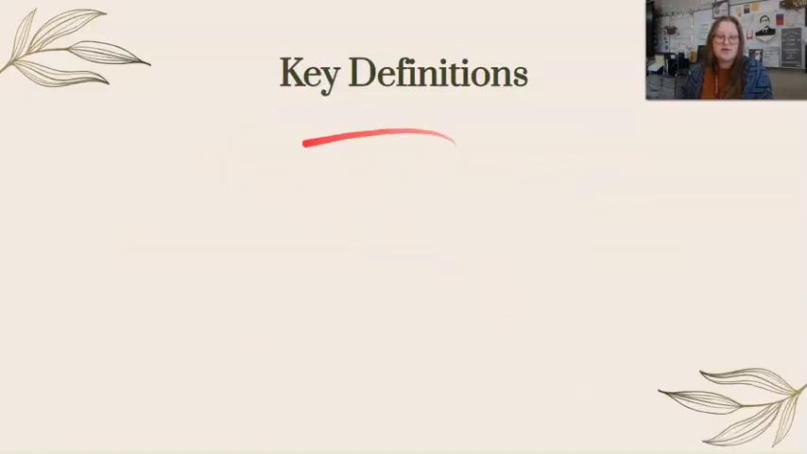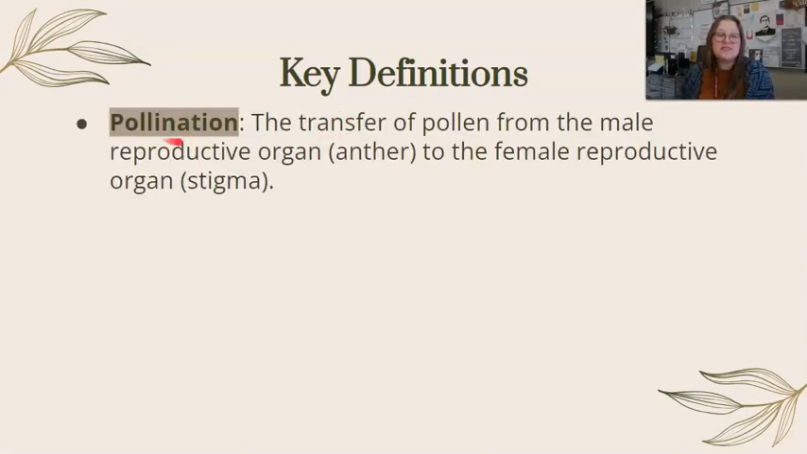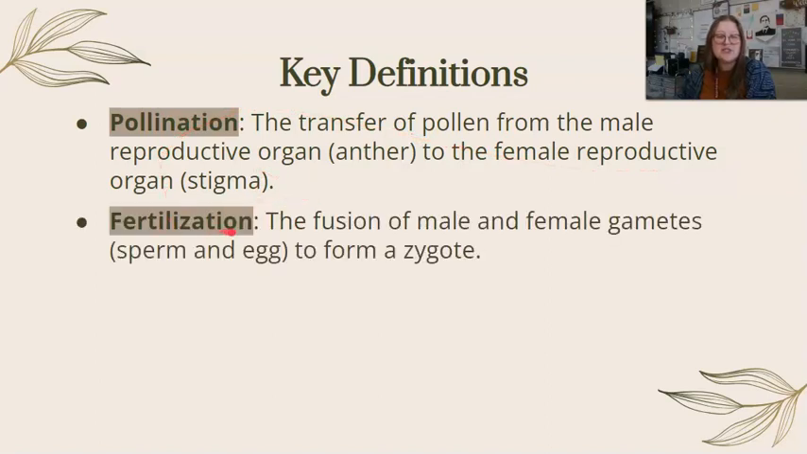So we're going to start with a couple key definitions. We may have mentioned some of these before, but I just want to make sure going into this we feel okay. Some of these will come from this class. Some of it should be prior knowledge from biology. First is pollination, and pollination is the transfer of pollen from the male reproductive organ, which is the anther, to the female reproductive organ, which is the stigma. And then fertilization is the fusion of male and female gametes, sperm and egg, to form a zygote.